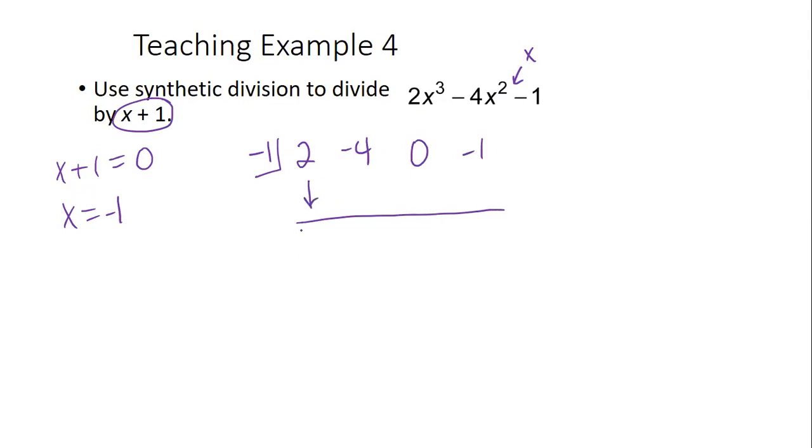We will get our engines going by bringing down our 2. Now remember, diagonally we multiply and write its product. Then vertically we add. Diagonally we multiply and write its product. Vertically we add. Okay, and go.